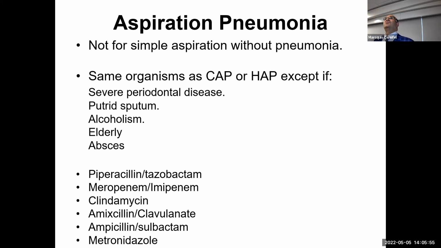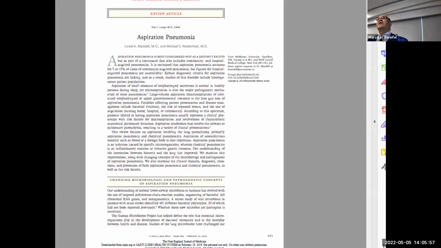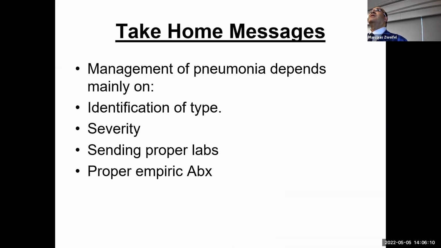These are the antibiotics that we mentioned that cover anaerobes. Good paper for aspiration pneumonia in New England, I think 2019, a review article in New England about aspiration pneumonia. I would like you to look at this article and read it. Take-home messages: management of pneumonia depends mainly on what type of pneumonia you are dealing with, where you will treat your patient, home, floor, ICU, and the severity of pneumonia if you admit them. You need to send the appropriate labs. You need to start empiric antibiotics appropriately.